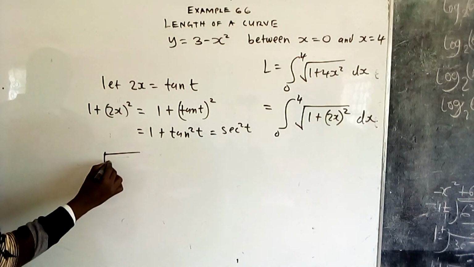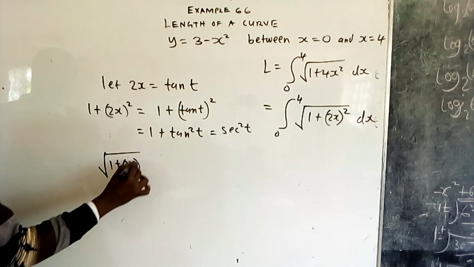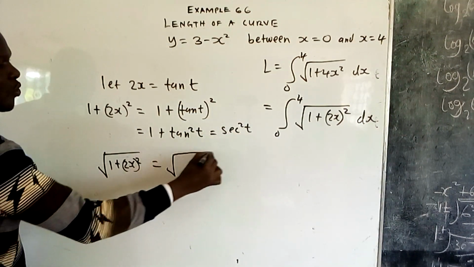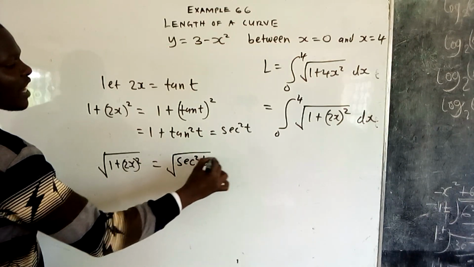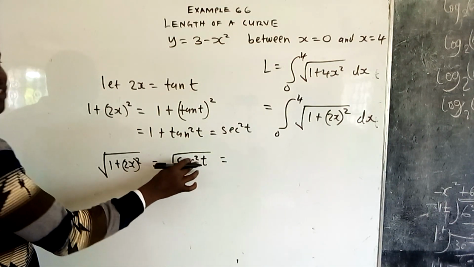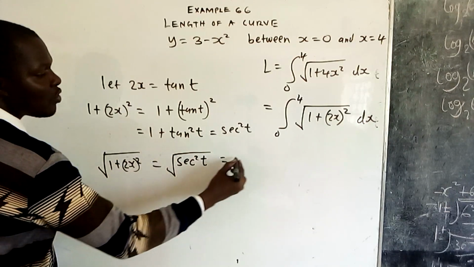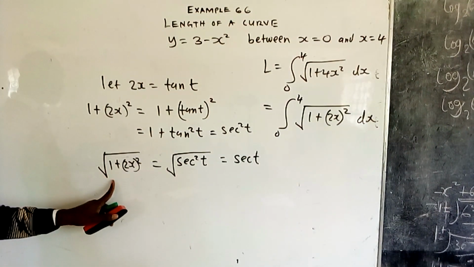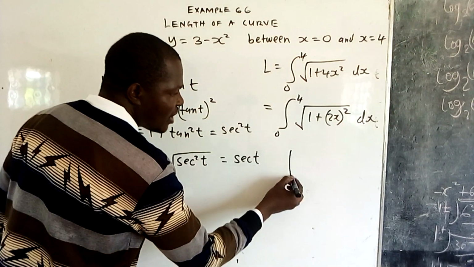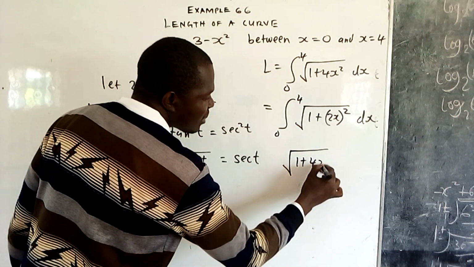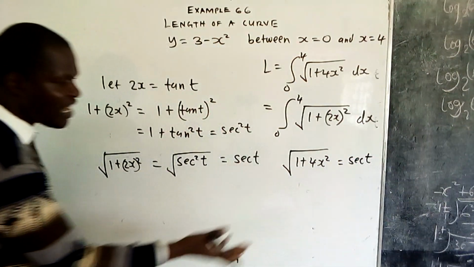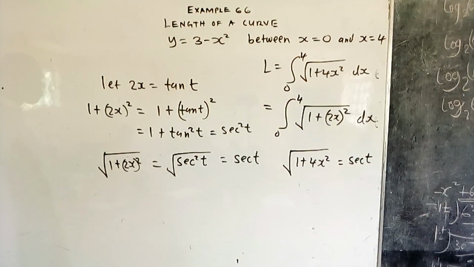Pythagorean, so we've seen that. Now we want the square root of 1 plus (2x) squared. The square root is now the square root of sec squared t. The square goes with the root, and you remain with sec t. So what have we found? We found that the square root of 1 plus 4x squared is simply the same as sec t.